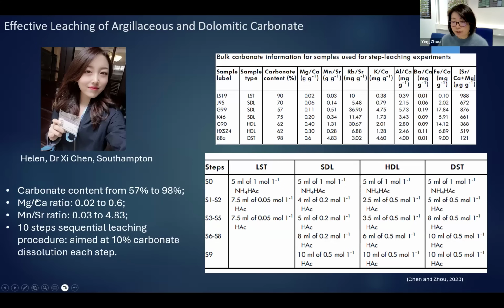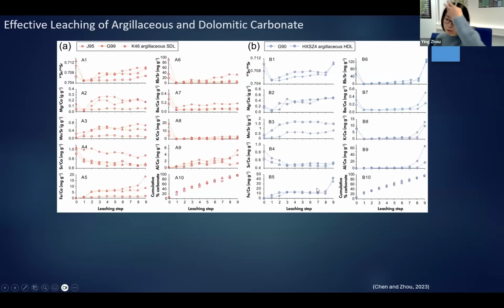So we can see the range of the carbonate content and the magnesium calcium ratio, manganese and strontium ratio are quite varied, and we use 10-step sequential leaching, including the pre-wash using pH neutral ammonium acetate. And each step, of course, depending on the dolomitic content, will have different reaction time. Here's some of the results.